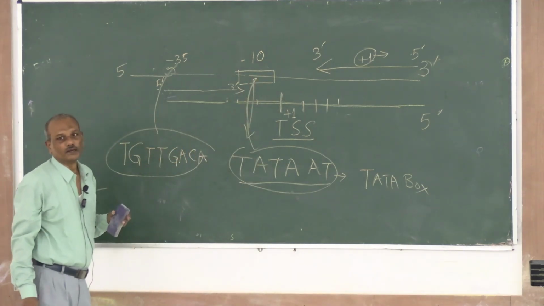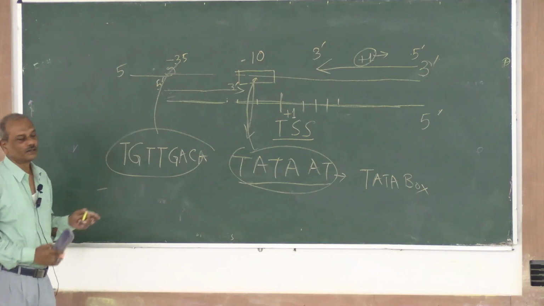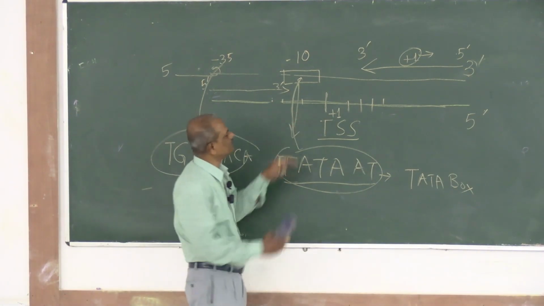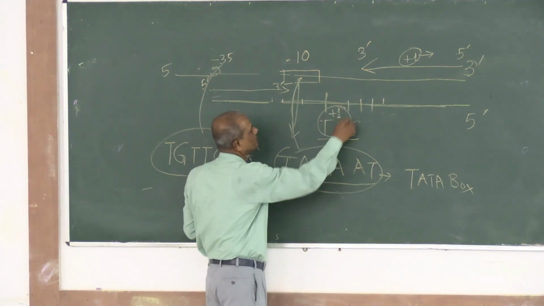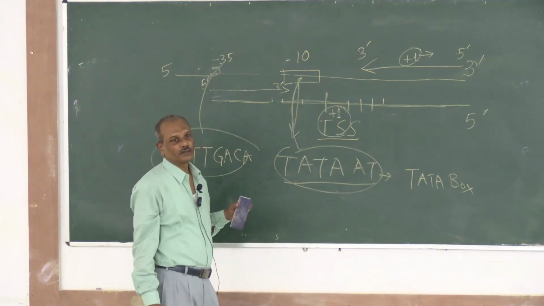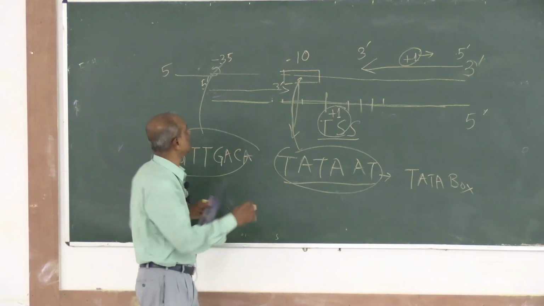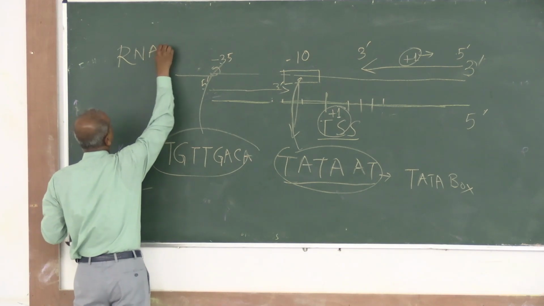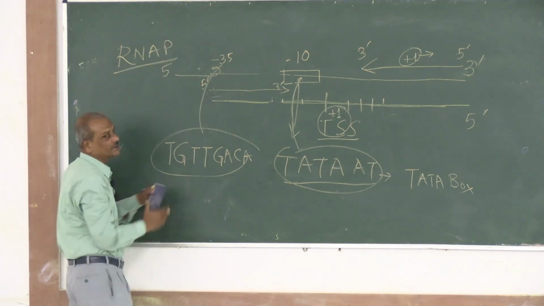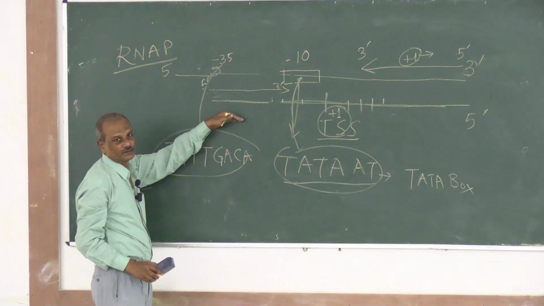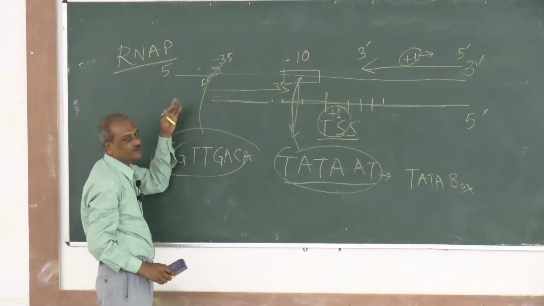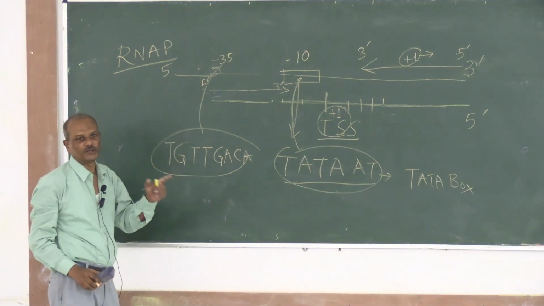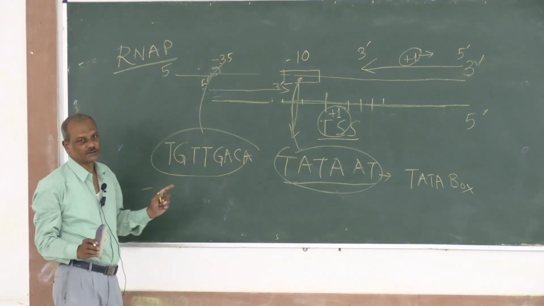Okay. Now, when transcription starts, something has to recognize this particular site. So, RNA polymerase, DNA-dependent RNA polymerase, is responsible for transcription. Fortunately, there is only one RNA polymerase in prokaryotes, but in eukaryotes there are 3.